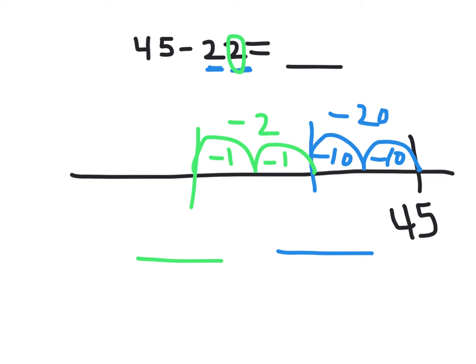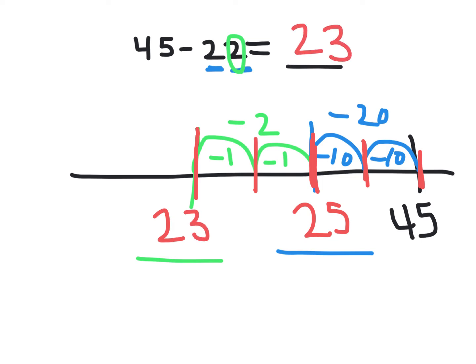So here I go. 45, backwards 10, 35. Subtract 10, it's 25. I write that number down. I stop for a moment and remind myself that I'm counting back by ones now. So 25 is here, go back 1, 24. Another one, 23. My final answer is 23.